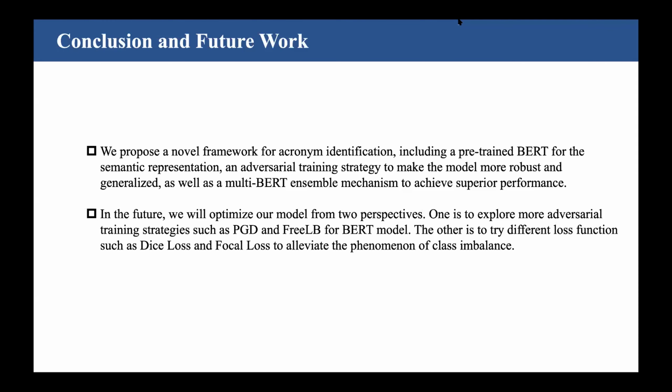We propose a novel framework for acronym identification, including a pre-trained BERT for the semantic representation, an adversarial training strategy to make the model more robust and generalized, as well as a multi-BERT ensemble mechanism to achieve superior performance. In the future, we will optimize our model from two perspectives. One is to explore more adversarial training strategies such as PGD and FreeLB for the BERT model. The other is to try different loss functions such as dice loss and focal loss to alleviate the phenomenon of class imbalance.